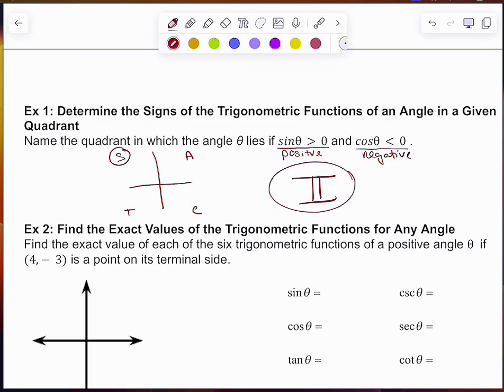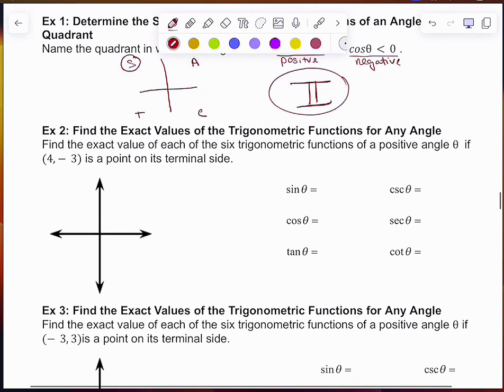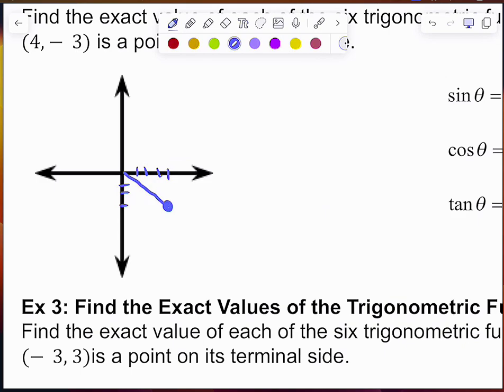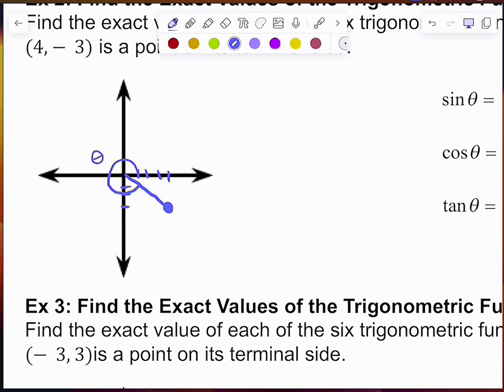Okay. So this is a lot like the one we did with our warm-up problem. It says find the exact value of the 6 trig functions for a positive angle theta if 4, negative 3 is a point on its terminal side. So we graph 4, negative 3, and we connect from the center out to that point. And it's a positive angle, which meant that it traveled around like this. That's our theta.